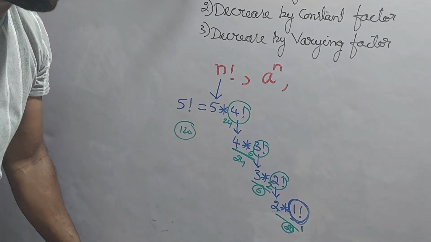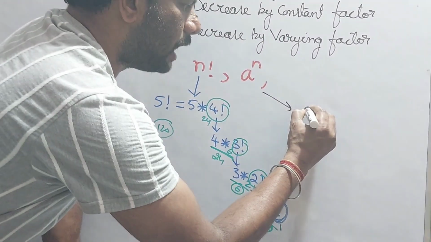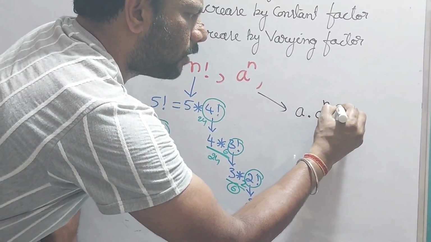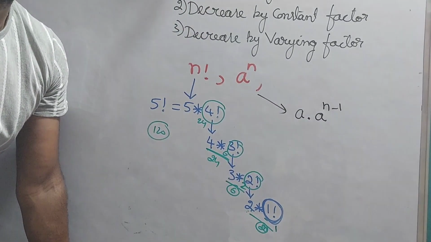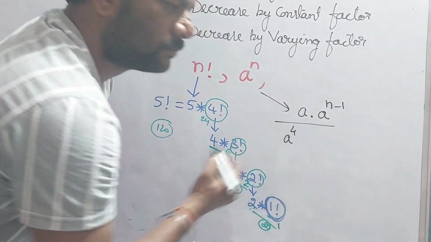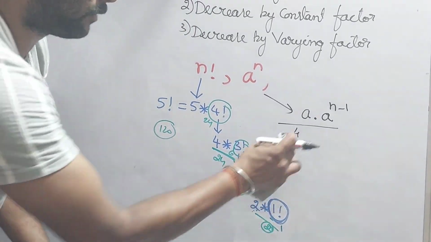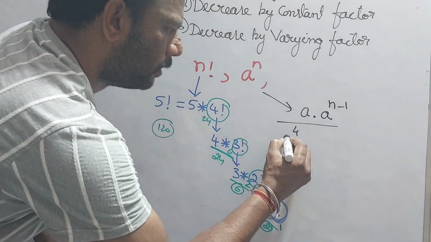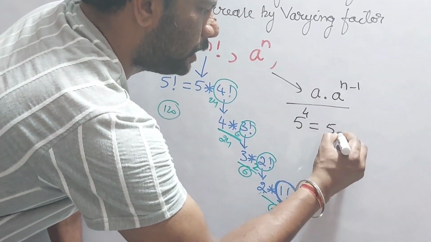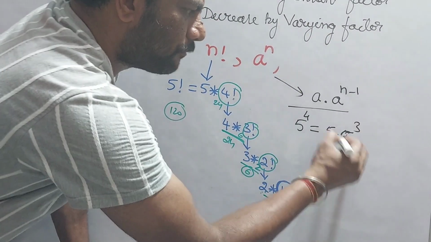Similarly, let us take a to the power of n. If a to the power of n is large, what will we do? We decrease by 1, that is a into a to the power of n minus 1. In general, suppose I want to calculate a to the power of 4. I don't know a to the power of 4. Let us take 5 to the power of 4 instead. I don't know 5 to the power of 4. This I can write as 5 into 5 cube. But still, 5 cube I don't know.